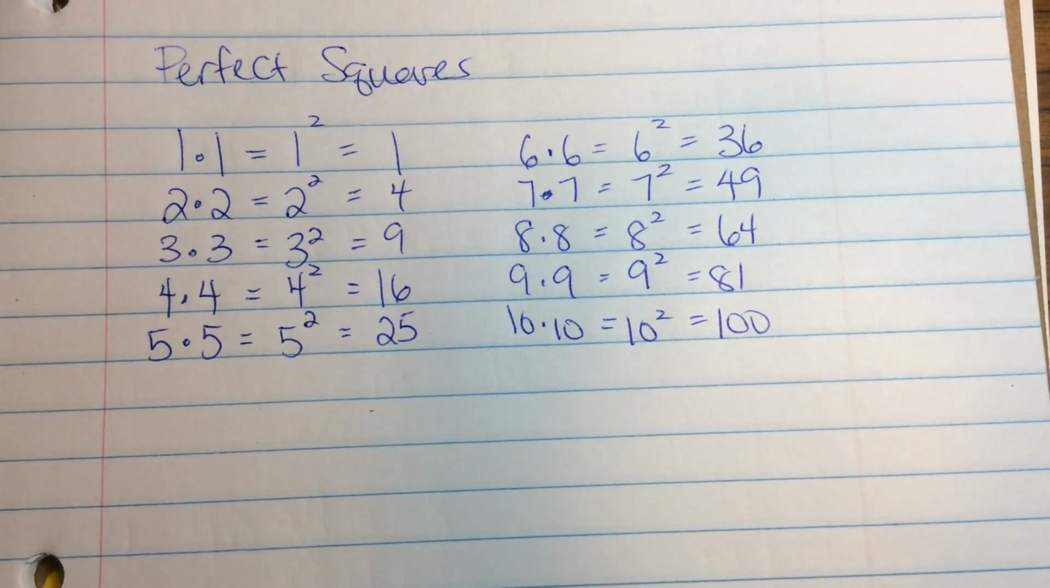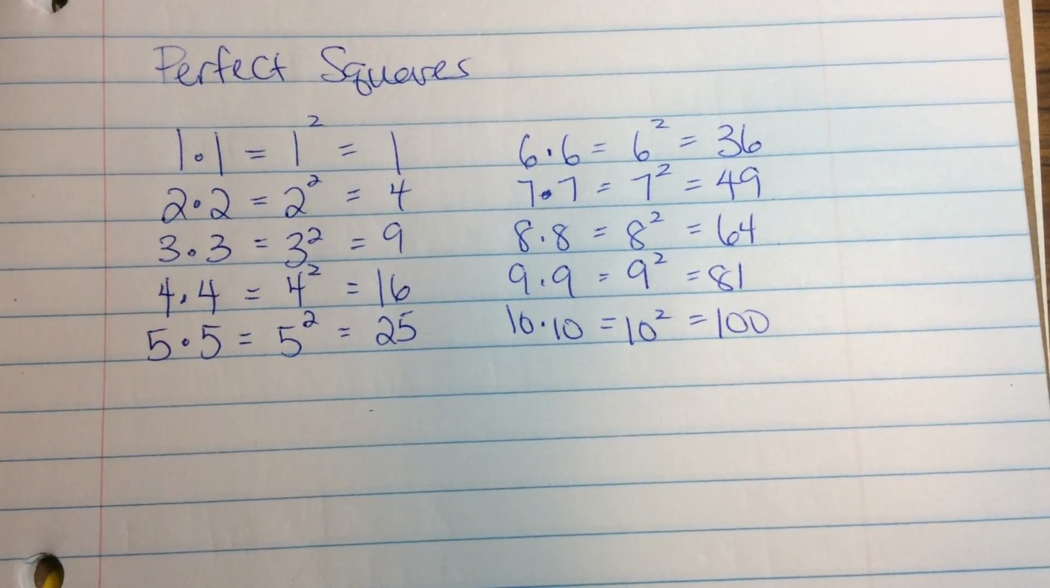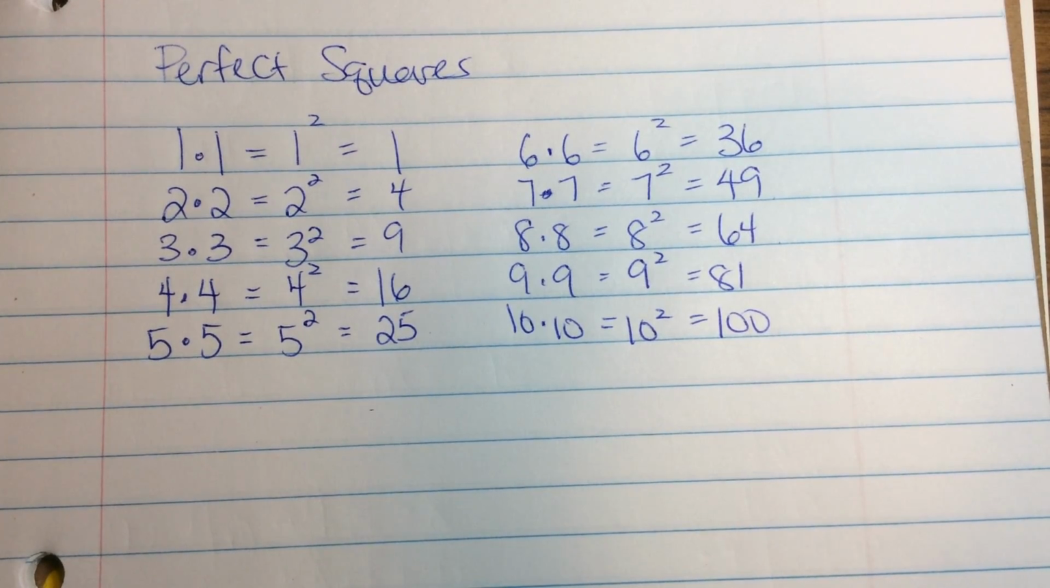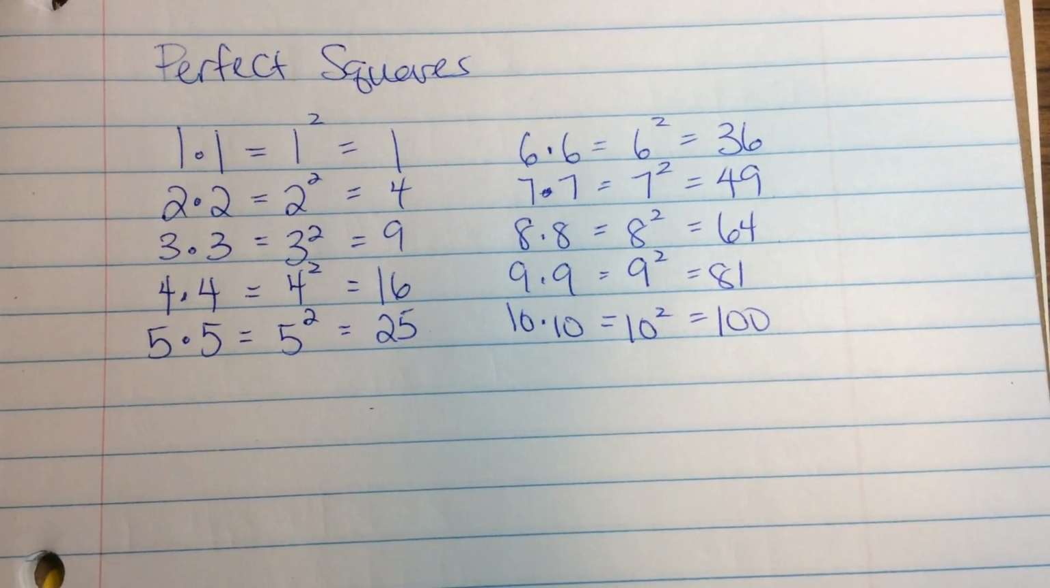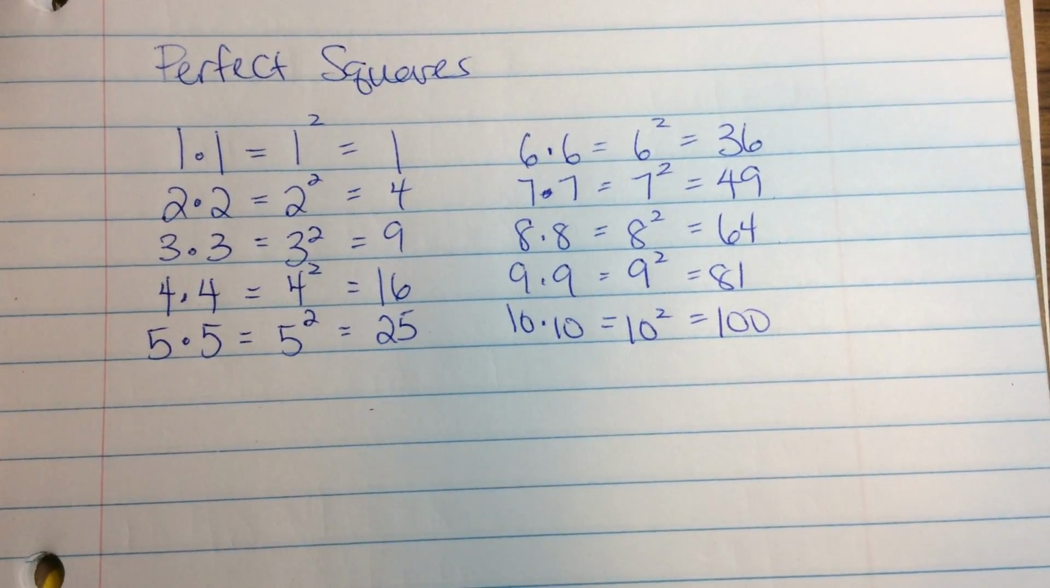And of course they go on forever and ever and ever, because you can multiply any two numbers by themselves and get a number. So as many digits as you can think of are perfect squares. What you should know is probably 1 through 15.